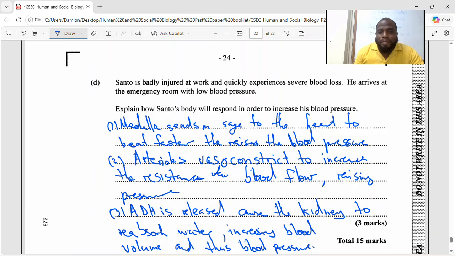So the medulla sends a message to the heart so that it will beat faster. And one of the things that will raise the blood pressure, because the faster the heart is beating, the arterioles will do what we call vasoconstriction, and this is actually becoming narrower. And by becoming narrower, it is going to build up a resistance to the blood flow, and this will actually raise the blood pressure.